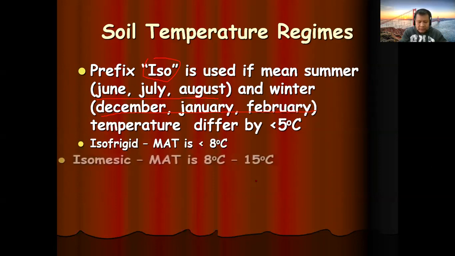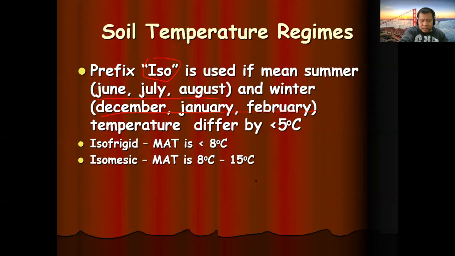So, ganun yan. So, ganun din, kung mesic, so ang mesic is, the temperature ranges from 8 to 15 degrees Celsius. But if the difference between the summer and winter falls within 8 to 5 degrees Celsius, it's mesic. If the difference is less than 5, then we have to call it an isomesic. Okay? And then ganun din, no?